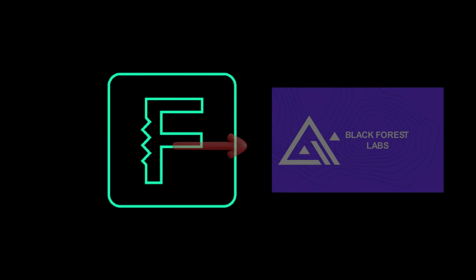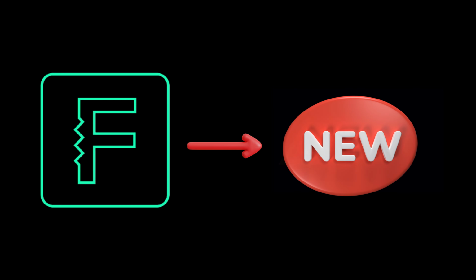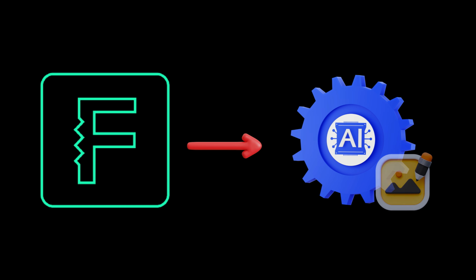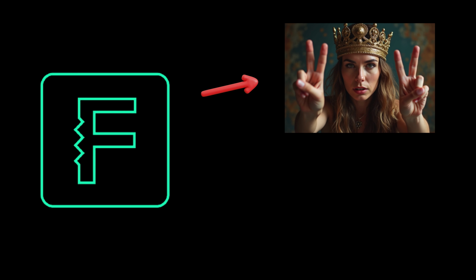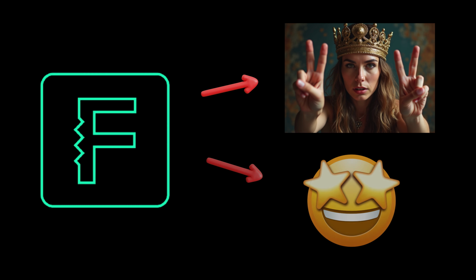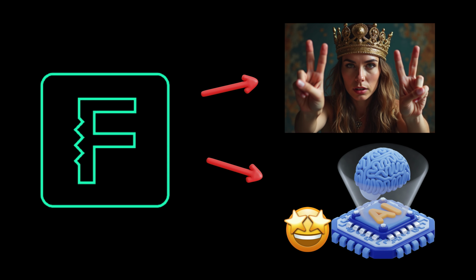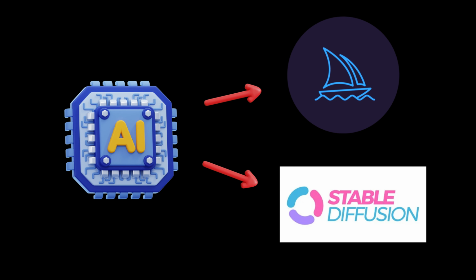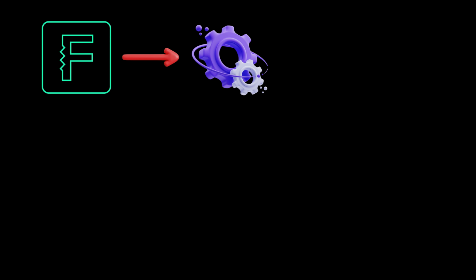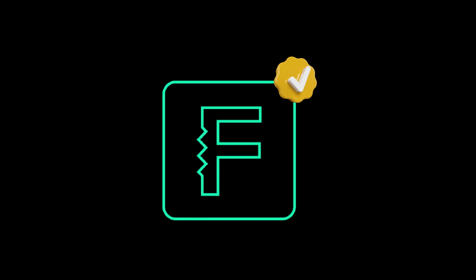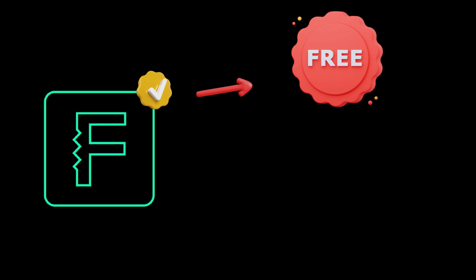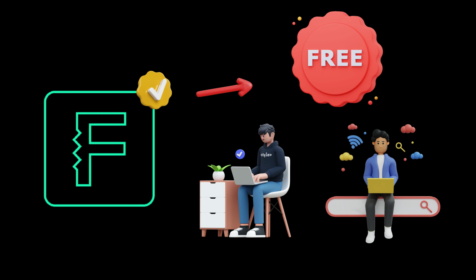Flux, from Black Forest Labs, is one of the newest and most talked about AI image generators. It powers Grok's incredibly realistic images, and people are calling it a potential game changer in the world of AI. Some even say it could replace models like Midjourney or Stable Diffusion, thanks to its ability to produce lifelike, detailed images. One thing that sets Flux apart is its open-source nature, meaning anyone can access and modify it.